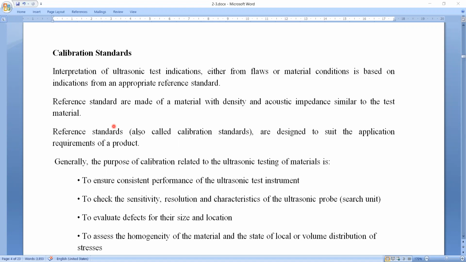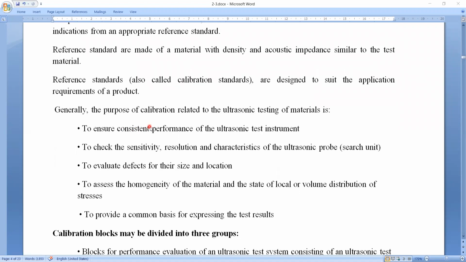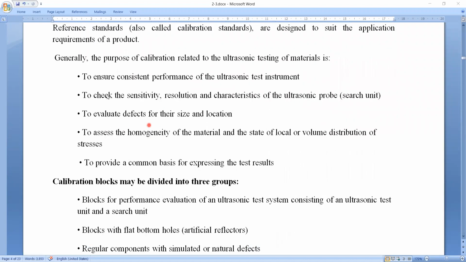Here, the purpose of calibration is, first, to ensure the consistent performance of the ultrasonic test instrument. We need to know whether the equipment used for testing is working in a consistent manner or not. How do we know? Only by the calibration procedure can we know the consistency of a particular ultrasonic equipment.